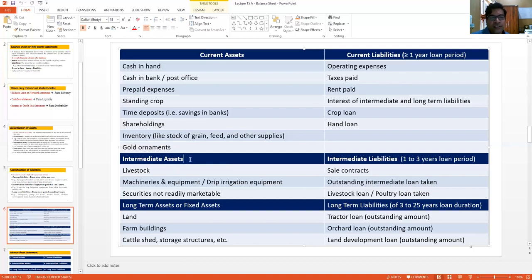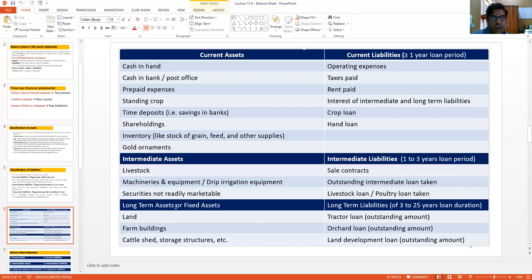Again, we are classifying some items into intermediate assets on the basis of liquidity, right? We have livestock, we have machineries, equipment. Particularly, we have drip irrigation equipment, and then we have some securities which are not readily marketable. They have some fixed time period. You can sell them only after 2 years or 3 years, whatever.